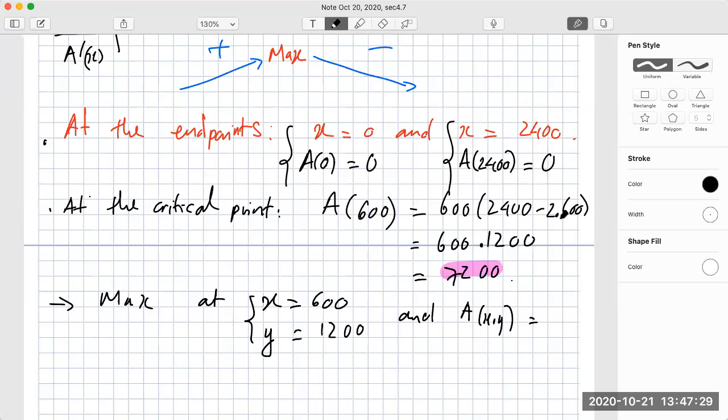Wait. It is 1,200, right? 2,400 minus 1,200 would be 1,200. Oh, yeah. I see. I'm sorry. There are four zeros. My bad. Okay, very good. Good catch. Thank you, Gregory. Very good.